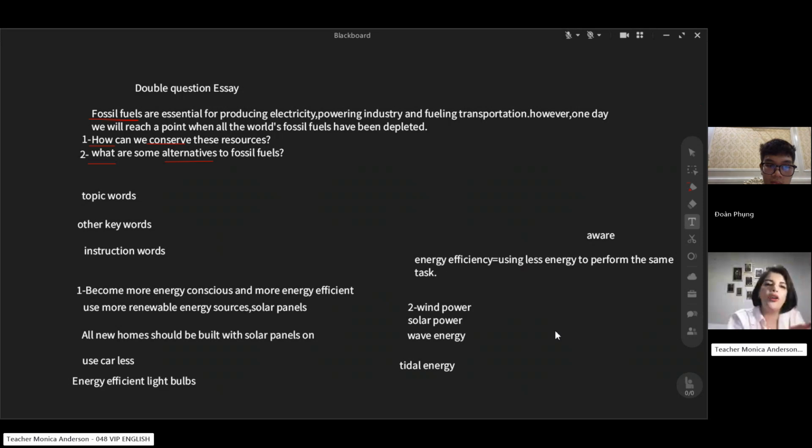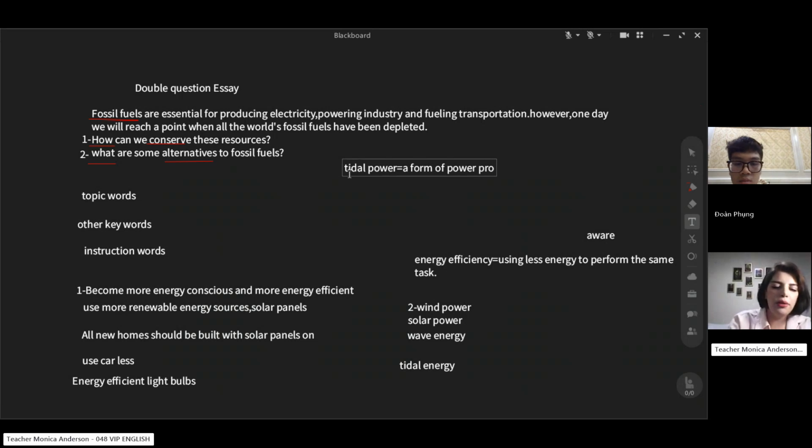So of course, it is something related to water. So we can say tidal power, let me write, tidal power, a form of power produced by the natural rise and fall of tides.